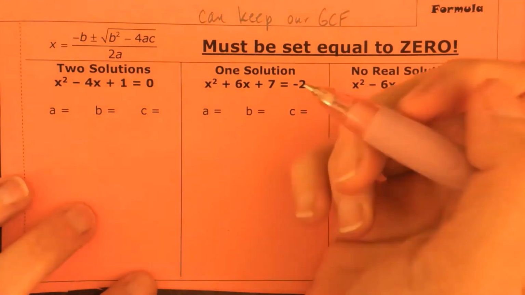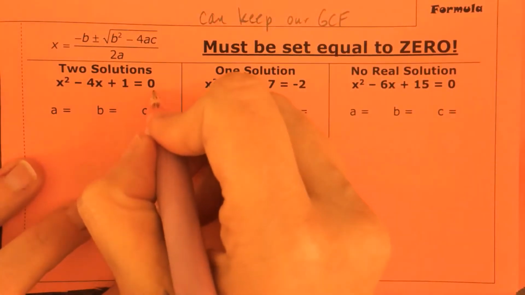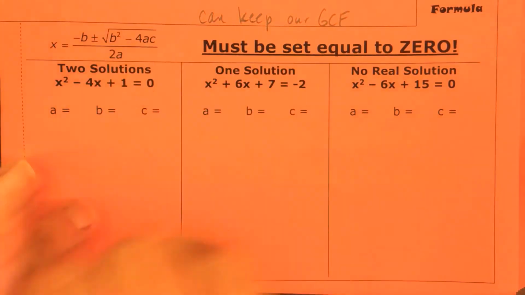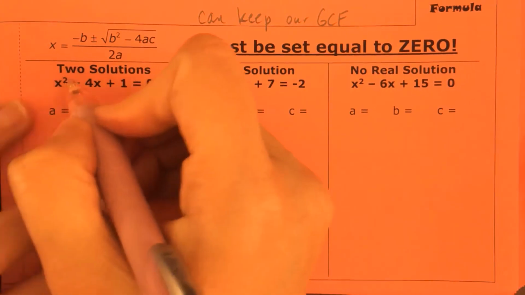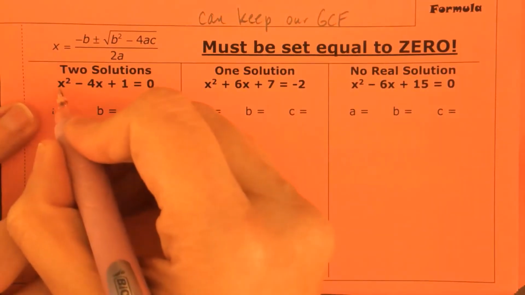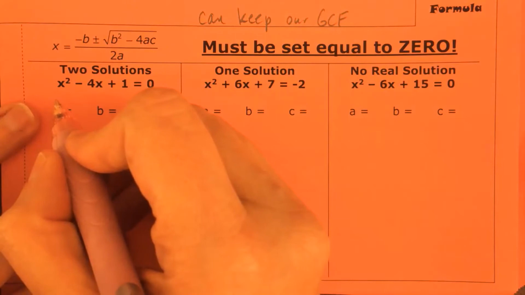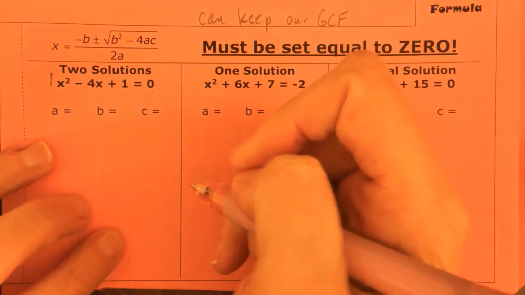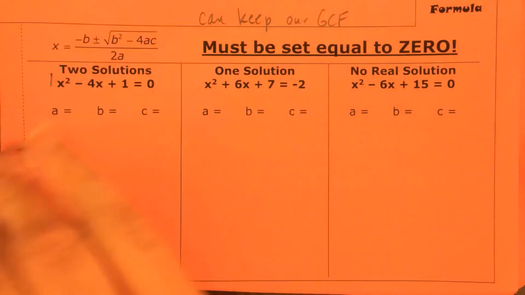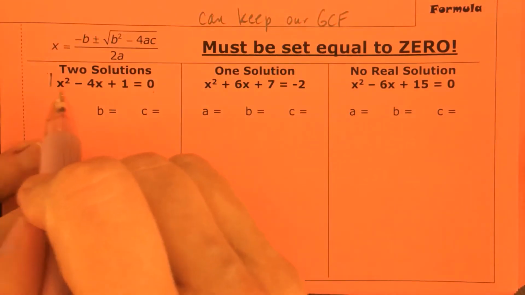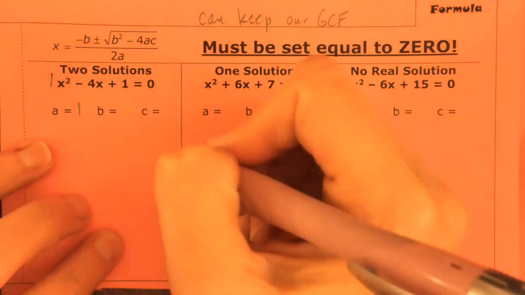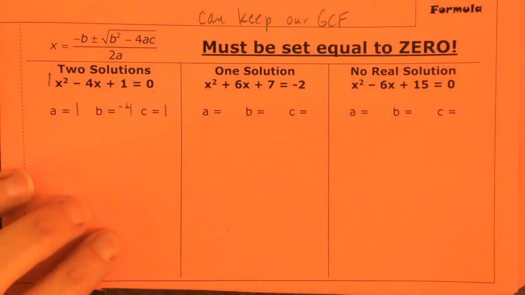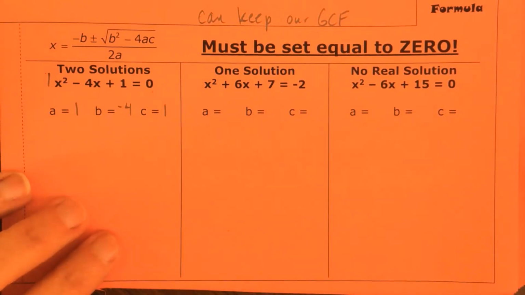Okay, so the first thing I'm going to do, number 1, is make sure that it's set equal to 0, which it is. So this one is good to go. Now, I'm going to identify A, B, and C. What should I put in front of this one right here? Yeah, I should put a 1 there because I want to know what A, B, and C are. Remember, A, B, and C are just numbers. There's no letters after them. So A is not x squared. A is 1. B is negative 4. C is 1. So it's just the numbers.